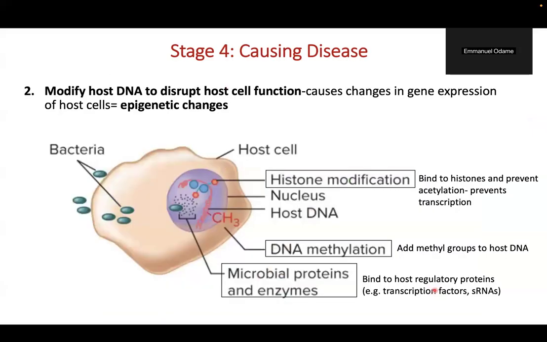So now let's talk about the second one, which is modifying host DNA to disrupt the cell function. They can go in there after destruction and change the gene expression of some host cells, which basically means they are causing epigenetic changes in your host cell. And they do this through different mechanisms. It can be through DNA methylation or histone modification, or they can go in there and change the mechanism of your body to produce only microbial proteins and enzymes.